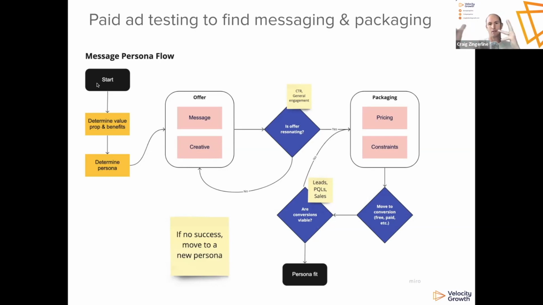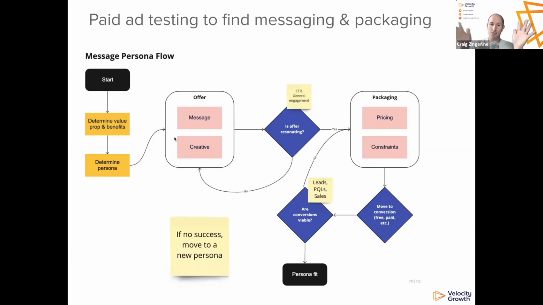So you have this message persona view, or just this persona mapping, where you as a startup determine your value prop and your benefits. So what are the characteristics of your brand or product that add value to your target's life, right? How does it make them happier, healthier, save time, save money, look better, feel better, right? Those are your kind of motivators. And then you map those benefit statements to the persona. And then you start to think about your offer.